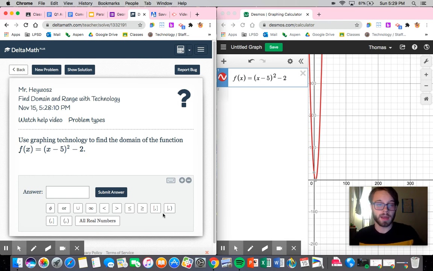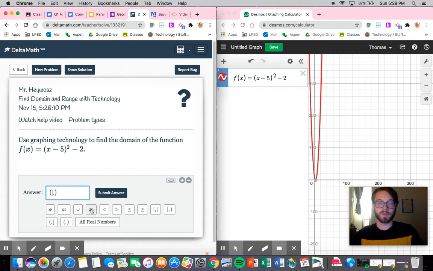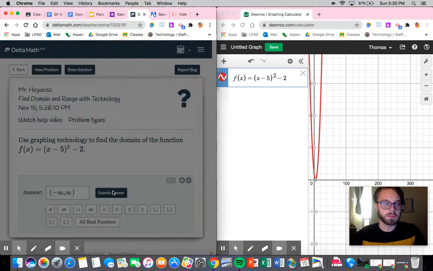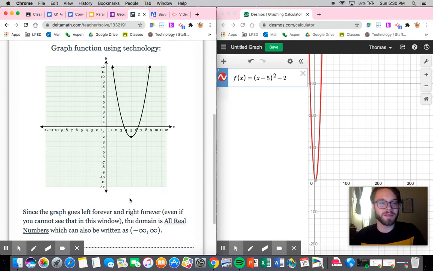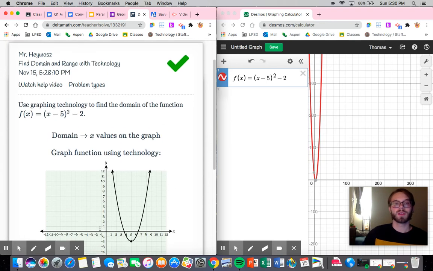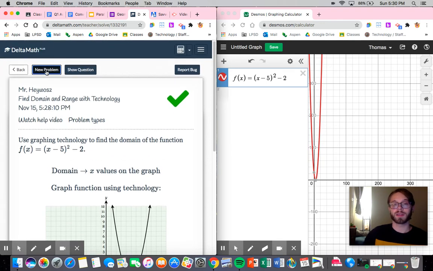Because of that, I can just say all real numbers. I'm genuinely curious what it's going to do if I write it as an interval. Is it going to yell at you? No, okay, it's okay with that. So it goes from negative infinity to infinity. And you could have also just written all real numbers. Either of those is acceptable. Since the graph goes left and right forever, even if you cannot see it, it does include them. So you just need to be careful that it will go on forever.